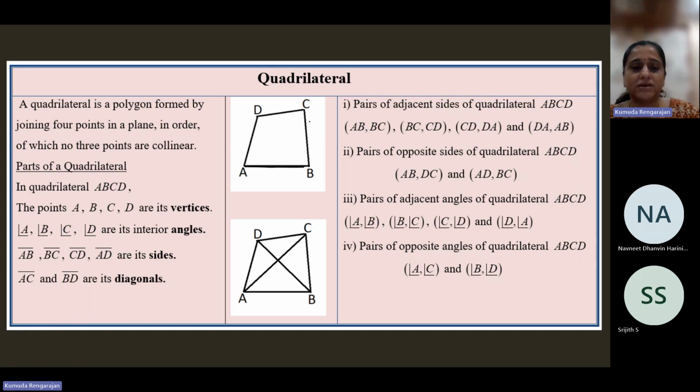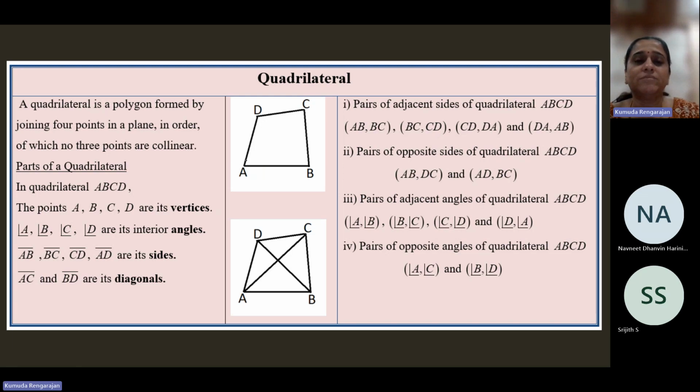So see here, AB, BC, common vertex is B. Then BC, CD, the common vertex is C. So I think you understand. AB, BC, then BC, CD, then CD, DA, then DA, AB. These are the four pairs of adjacent sides. Adjacent sides will have a common vertex.